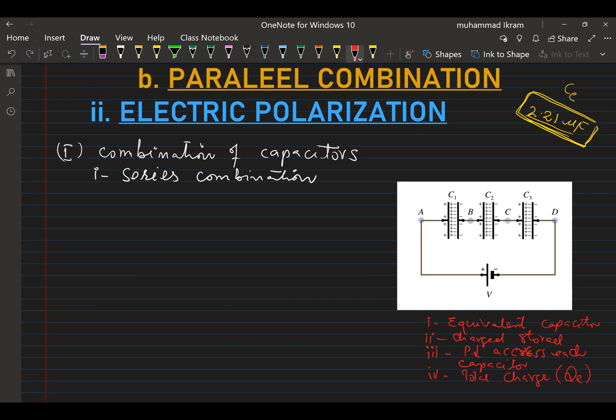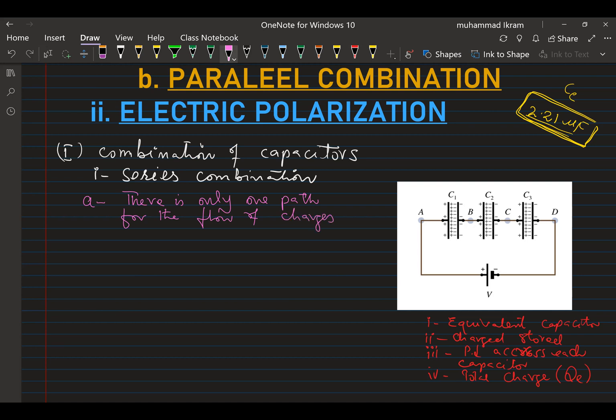So first of all, let me introduce to you the series combination. For the series combination, there are a few very specific important characteristics and steps. First of all, there is only one path for the flow of charges. What does this mean?